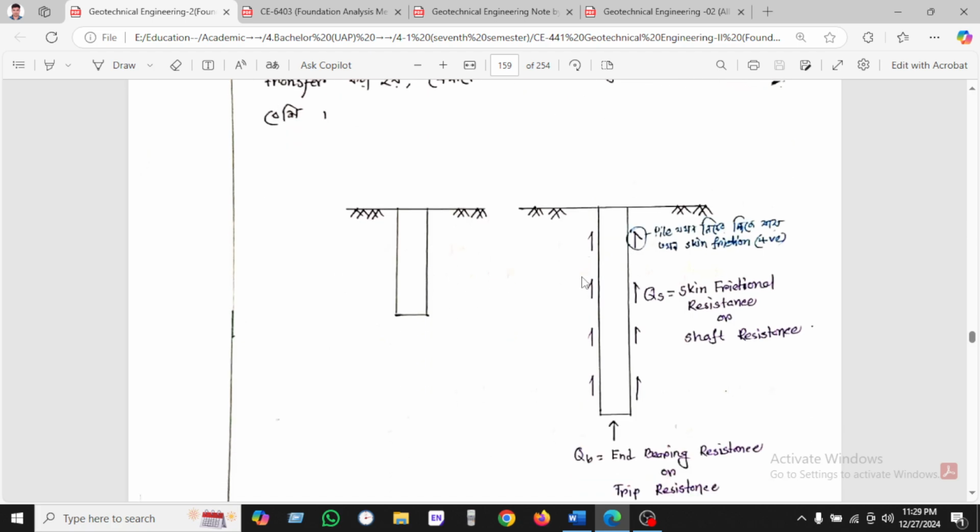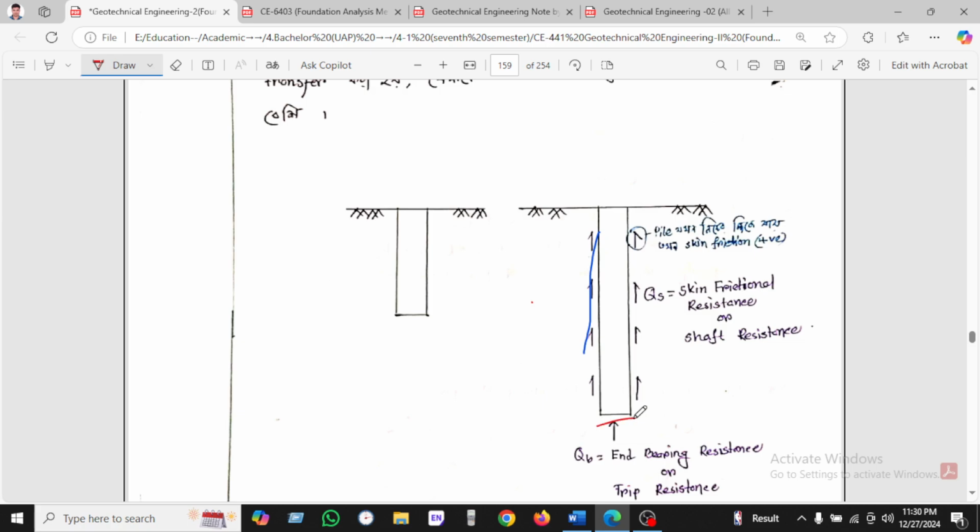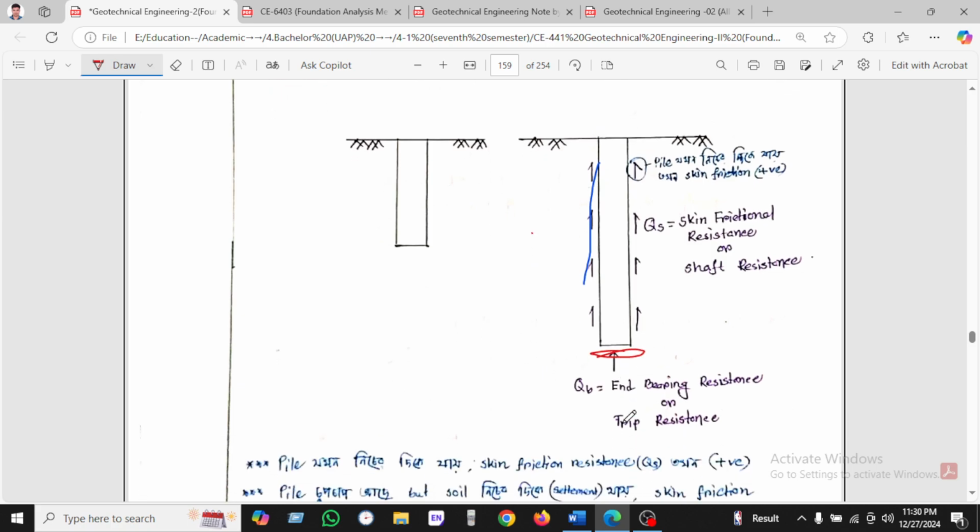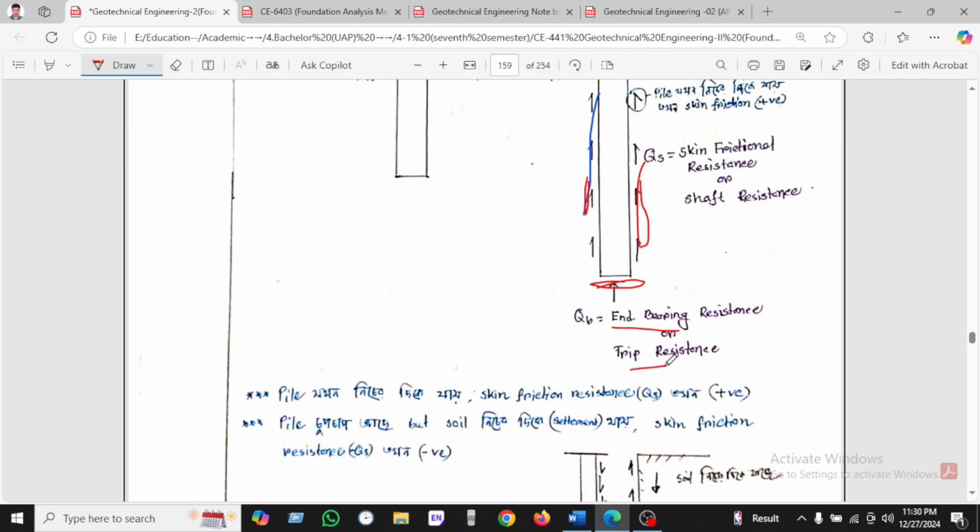So you can see here a pile which is inserted into the ground, and at the surface we can see the contact between soil and pile. This is the skin friction. So skin friction acts on the surface of the pile. And second, we can see the end bearing pile or tip bearing pile, where the load is taken at the bottom, not the surface or the upper level. So it is taken at the end of the pile. We can call this the end bearing resistance or tip bearing resistance.